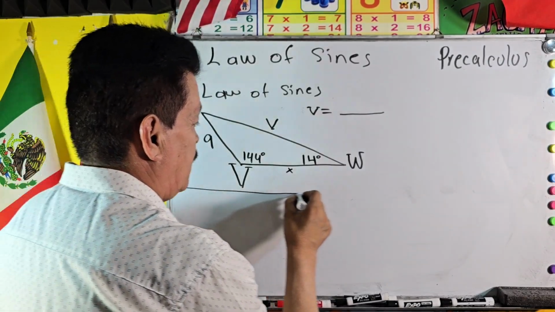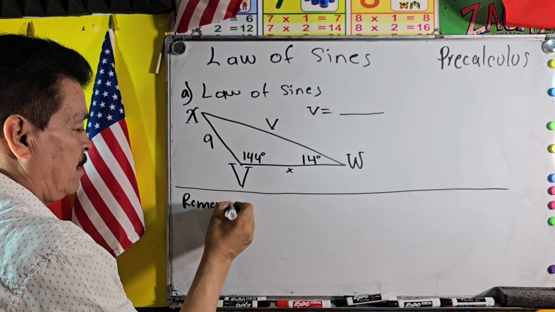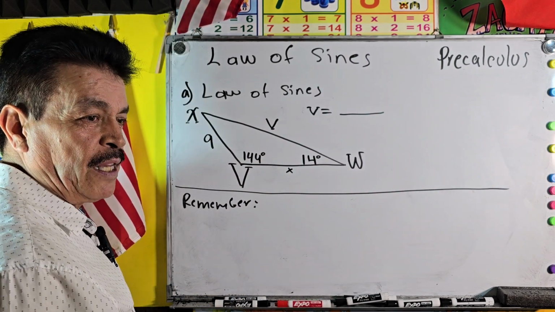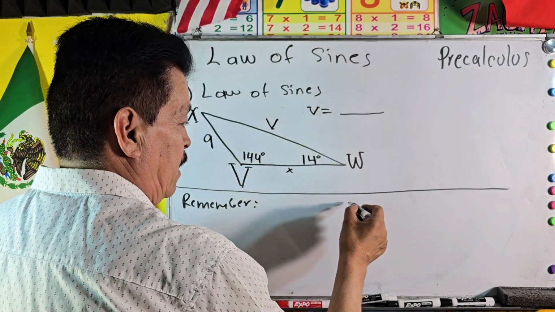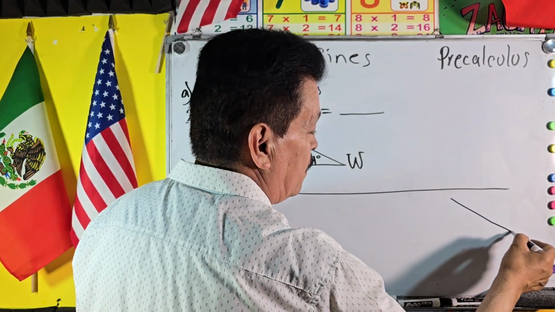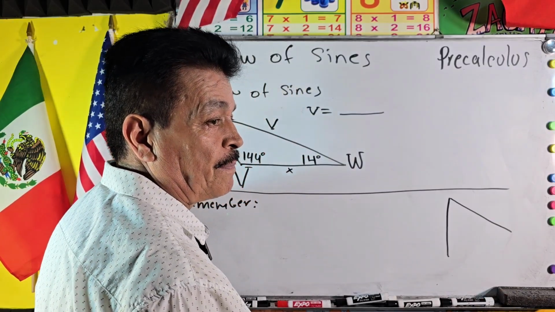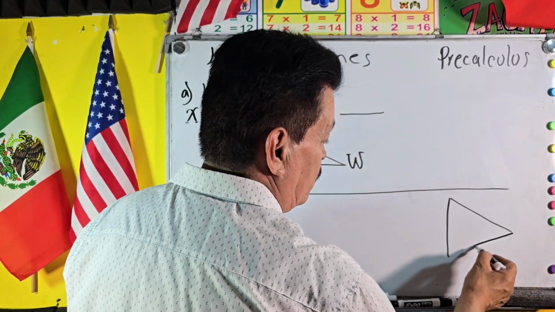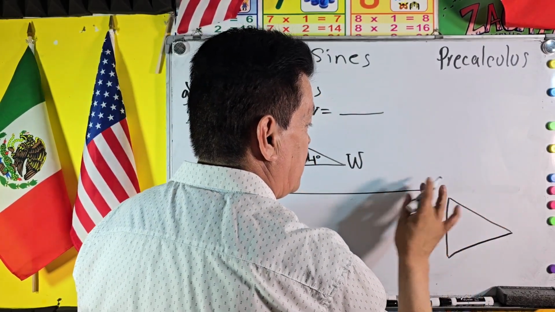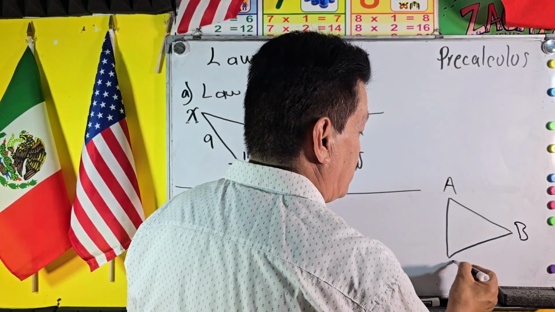First of all, here we need to remember something, right? In this class, very important. Remember, you have to review and memorize a little bit of this. If you have a triangle like this, I make a picture of the triangle. It's not a right triangle, any kind of triangle. This is A, right? Let's write B here and C.